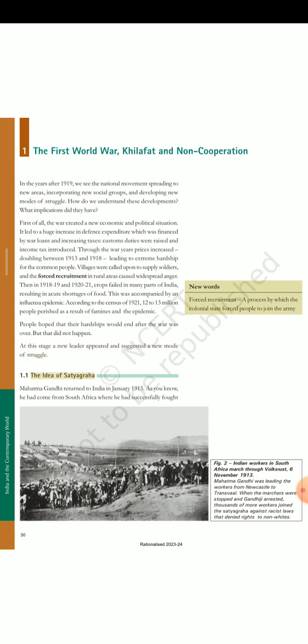1.1. The idea of Satyagraha. Mahatma Gandhi returned to India in January 1915. As you know, he had come from South Africa where he had successfully fought. New words: Forced recruitment, a process by which the colonial state forced people to join the army.